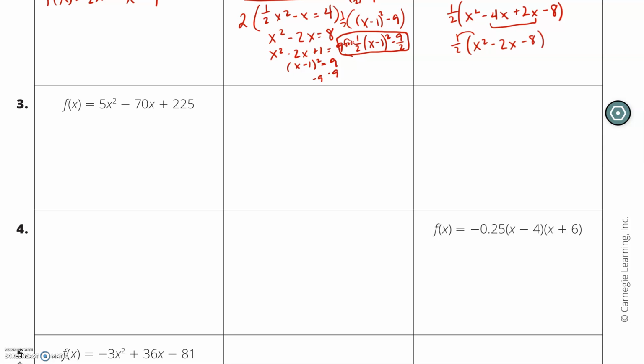So just in case you forgot, this is standard form, vertex form, and factored form. All right, so from standard form, we can get to factored and vertex form. So let's talk about factored form first. We're going to factor a GCF out.